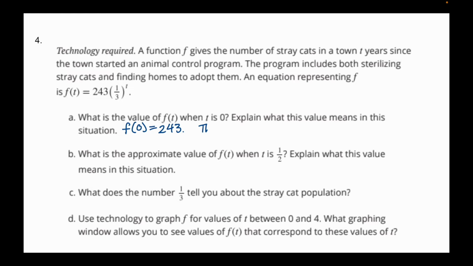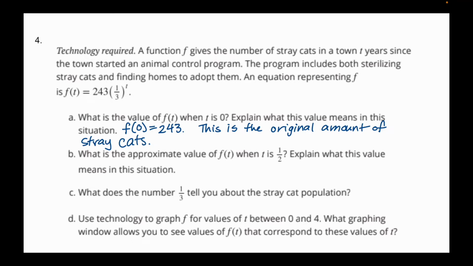So this is the original amount of stray cats. There we go. What is the approximate value of f when t is 1/2? And explain what this value means in the situation.